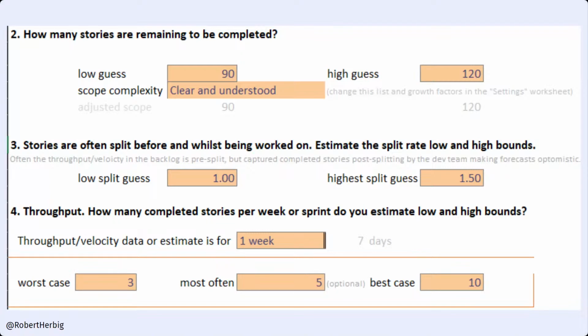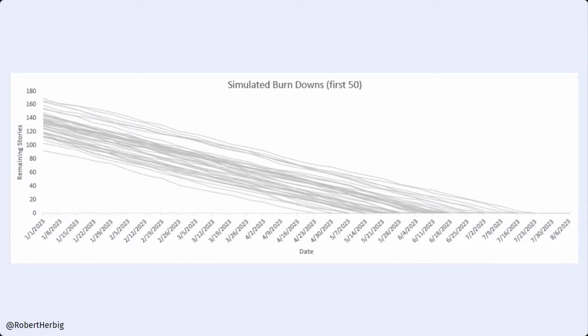Now, once you've had those conversations, you plug those numbers in, it gives you a series of interesting charts. As we've seen before, we see the simulated burn downs. And again, we can look at outliers, we can look at clusters and kind of get an idea of what those possible scenarios or futures look like.